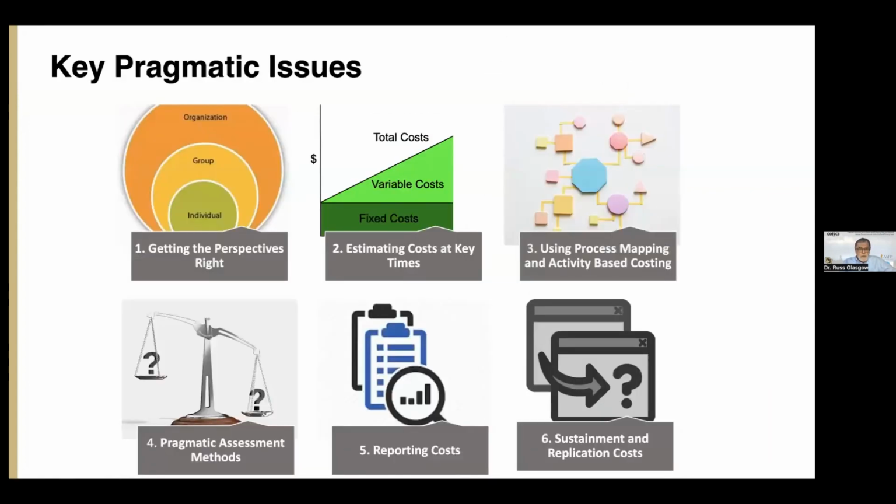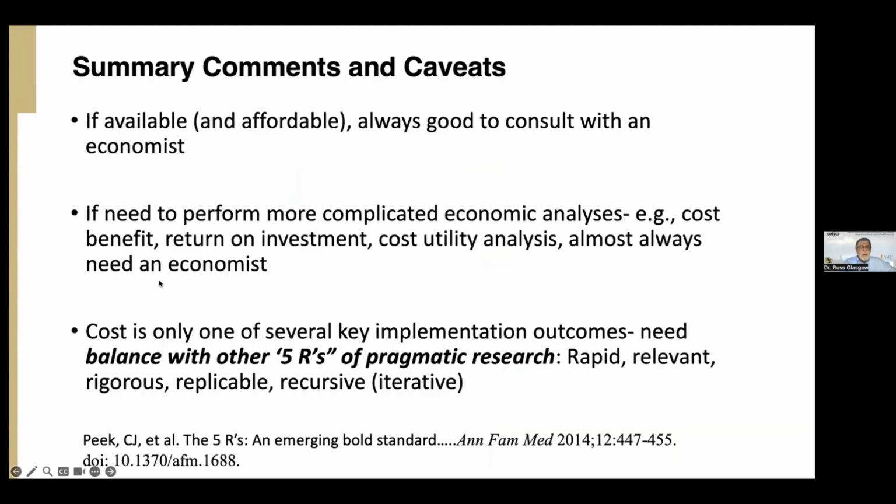So in summary, these are the 6 pragmatic issues that I think are important here. And I'll just emphasize this notion of process mapping, activity-based costing, and then deciding what you can do with issues of burden and your own cost and resources to assess these, and then reporting the cost out.